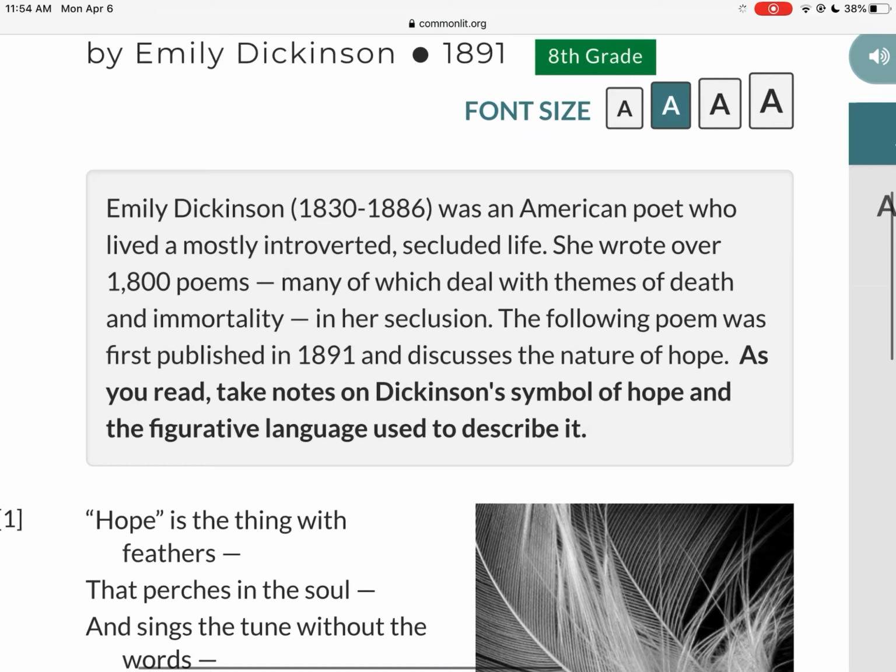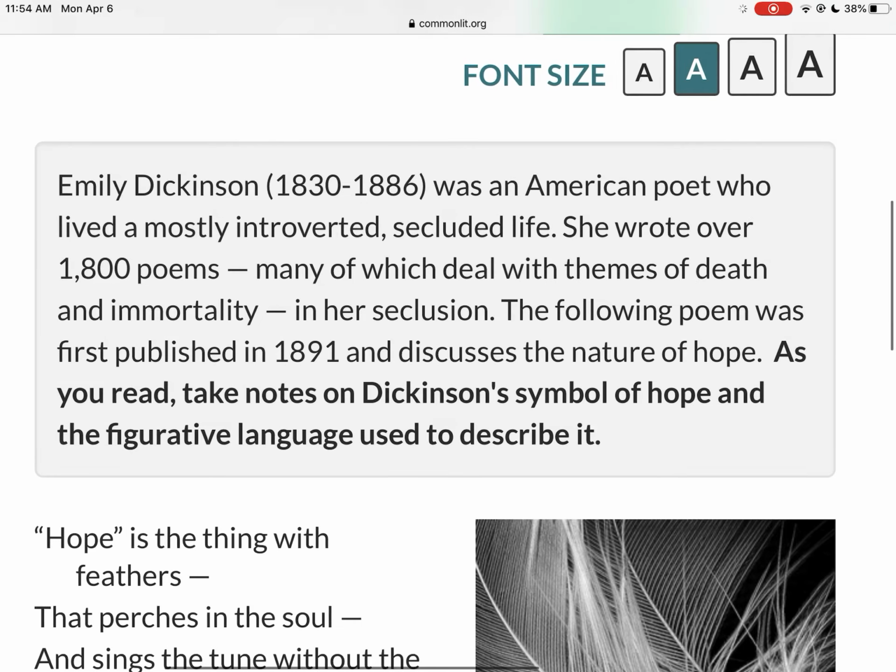It gives us a little bit about the author, just a little biography. So it states, Emily Dickinson was an American poet who lived a mostly introverted, secluded life. So meaning Emily Dickinson didn't really like to be around people. When we say introvert, this is someone who really enjoys spending time alone. And then secluded life. Secluded means away from everyone else. So you can tell that Emily Dickinson spent a lot of time in her room, not interacting with anyone.